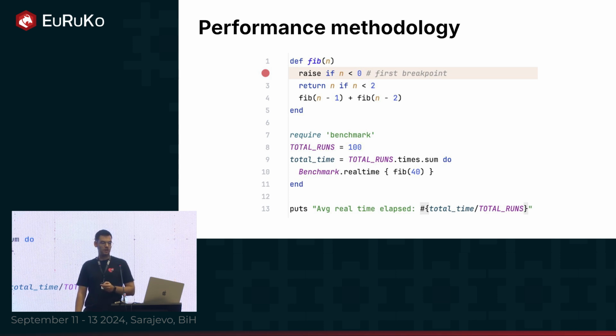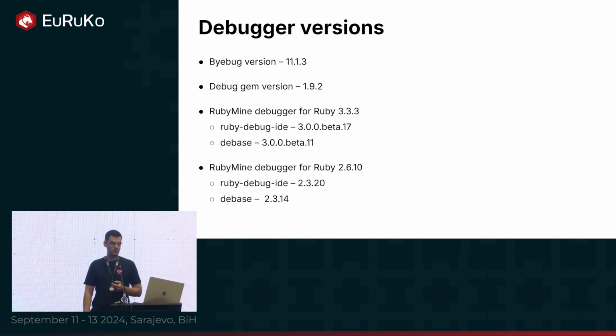In this experiment, I used all described debuggers and their latest versions. And for RubyMine, we have two packs of gems. The one pack is for modern Ruby and another one for the old Ruby. So let's take a look at the results.